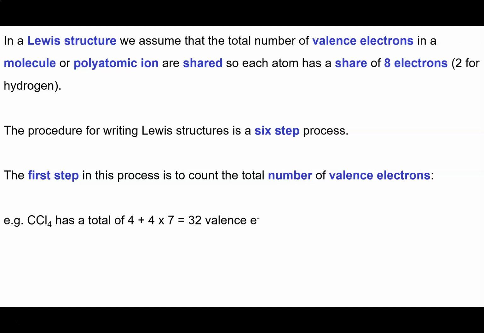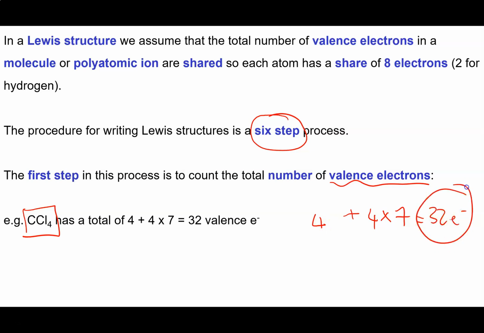The procedure for writing a Lewis structure for a covalent compound is a 6-step process, and the very first step is to count up the total number of valence electrons that you have to work with. Now, the valence electron count of a main group element, which is what we'll be dealing with here, is simply equal to its group number. So I'm going to illustrate writing a Lewis structure for a covalent compound with carbon tetrachloride. So carbon is in group 4 and can contribute 4 electrons, and then I've got 4 chlorine atoms, each of which is in group 7. So 4 plus 28 gives me 32 electrons to be working with.